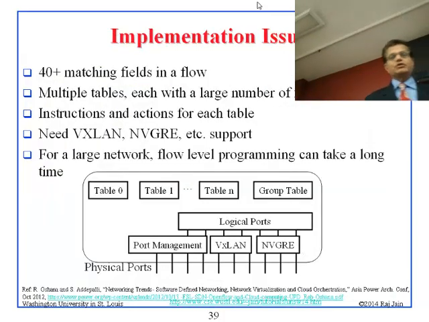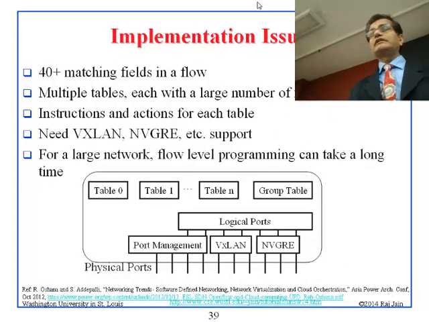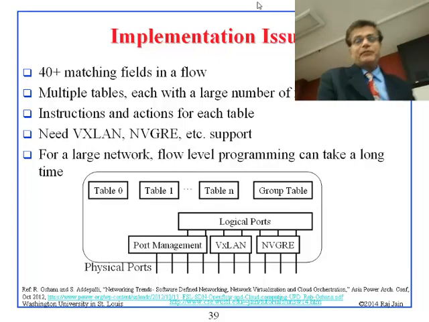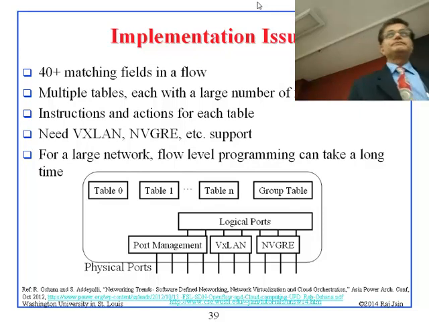Now the implementation issues. There are 30 plus matching fields in a row, so you have to match a lot of fields before you know that this is the flow and this is the action. Then there are multiple tables, many tables, each with a large number of flow entries, instructions and actions that you have to keep track of. You also need to support other protocols such as VXLAN and NVGRE, which are not there yet. So every time we have a new protocol, we have to change OpenFlow, right? VXLAN and NVGRE are not understood. And for a large network, flow-level programming can take a long time.